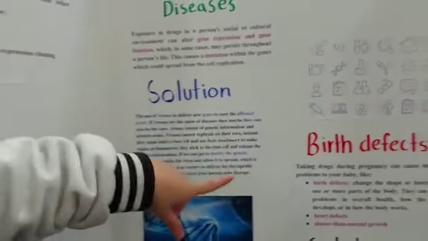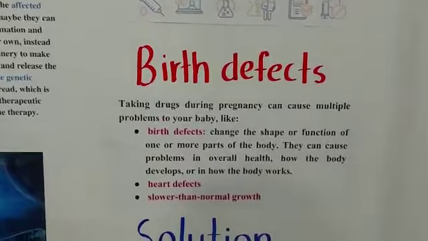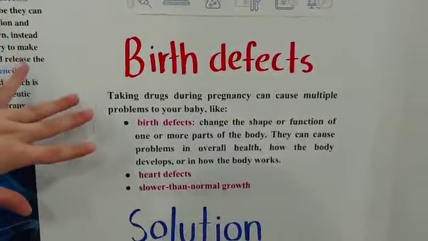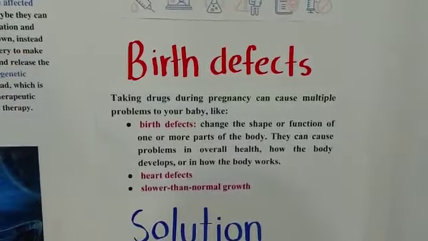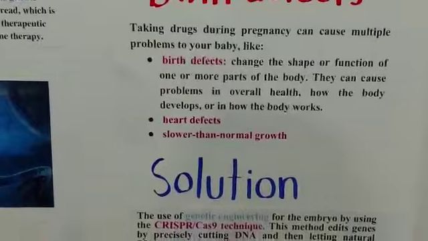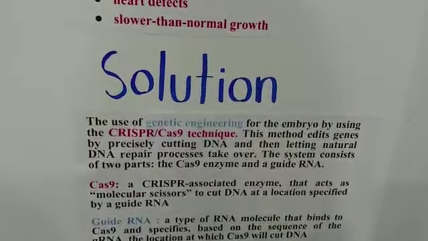And then other problems such as birth defects. When a mother has drug intake during pregnancy, it can cause heart defects, lower than normal birth weight, and multiple other birth defects. How we can fix that is the use of genetic engineering in the embryo by using this technique. And this method. What is CRISPR?